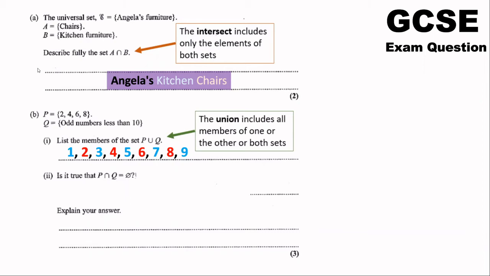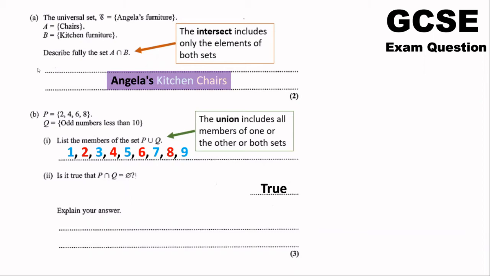Is it true that P intersect Q is this circle with a line through it? What does that mean again? Yes, it is true. The intersect is a null set again. There are no elements in the intersect of these two sets.